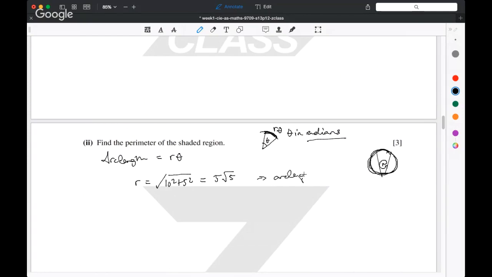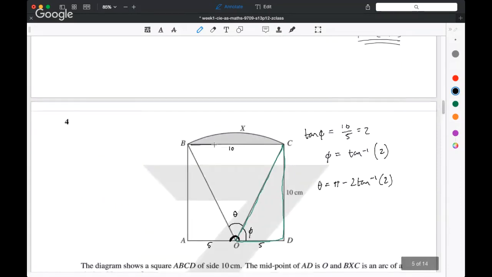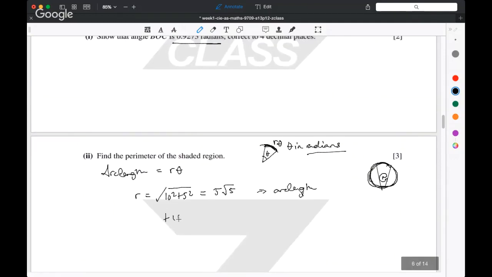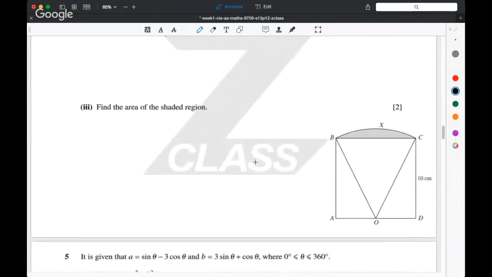But that's only half of the problem, because we also need this thing. So the perimeter includes this 10 centimeter bit. So just add 10. So plus 10. And that'll give you 20.4 centimeters, which is the answer. And now, oh, hello, there's another drawing of it. Great, that's very helpful, actually.